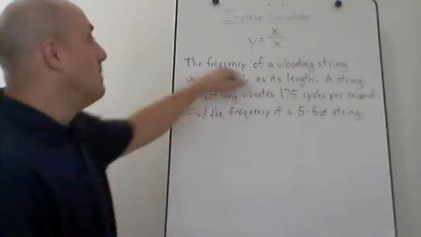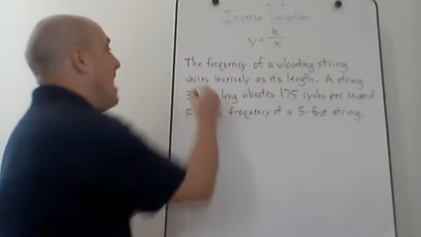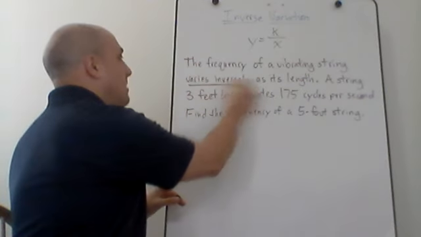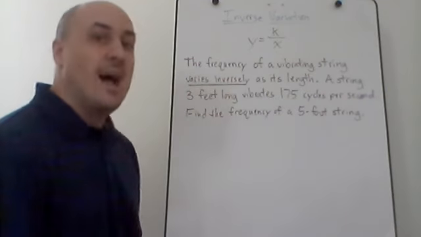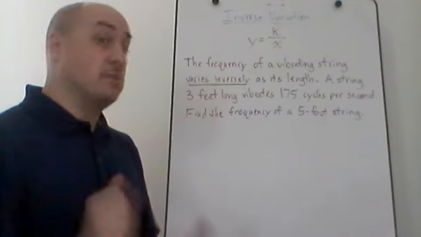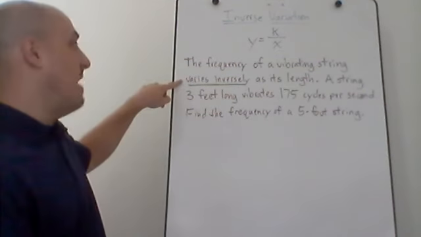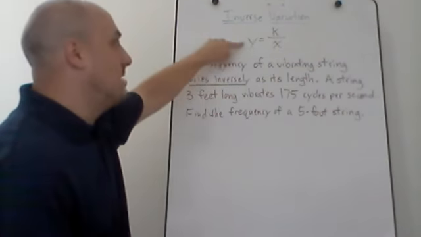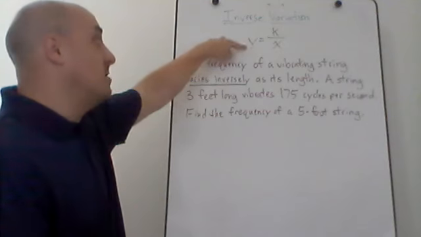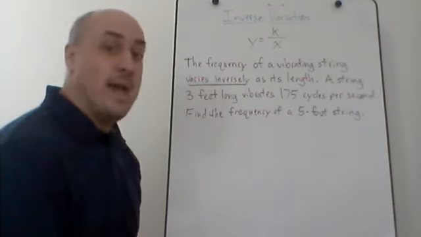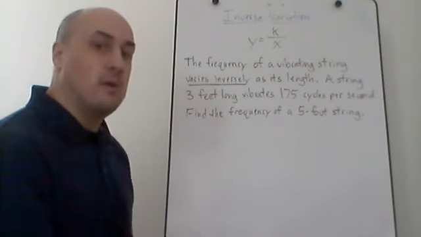Here, the frequency of a vibrating string varies inversely. So the first key thing when you're doing one of these variation problems is to identify the type of variation you have. Is it direct variation, inverse variation, joint variation? This one says varies inversely. That tells us that our equation is going to be this inverse variation, y equals k divided by x, so we know how to set up our equation.